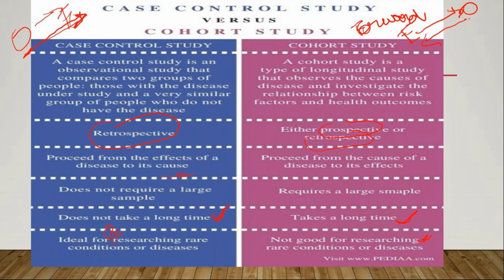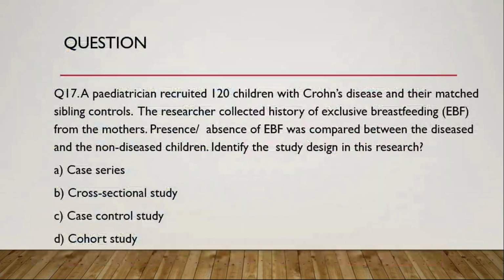Please reply. Yes, ma'am. Now the question is: a pediatrician recruited 120 children with Crohn's disease and their matched sibling controls. The researcher collected history of exclusive breastfeeding from the mother. Presence and absence of exclusive breastfeeding was compared between the disease and the non-disease children. Identify the study design in this research.